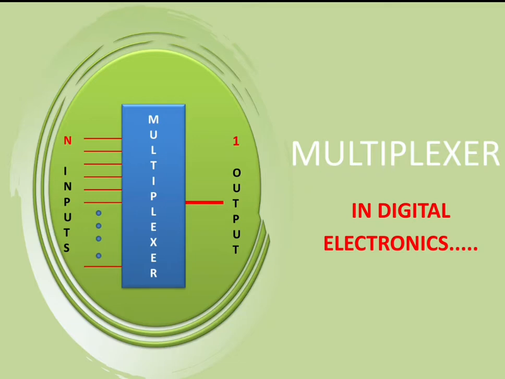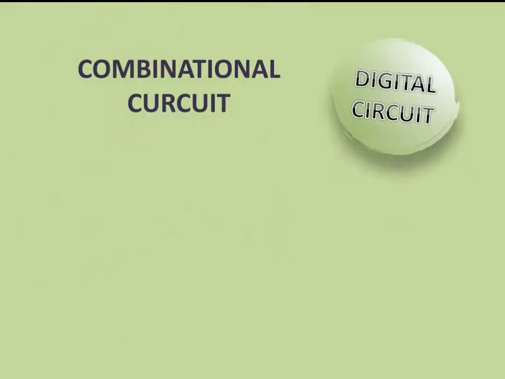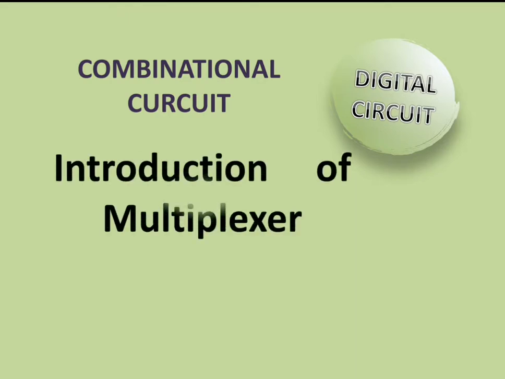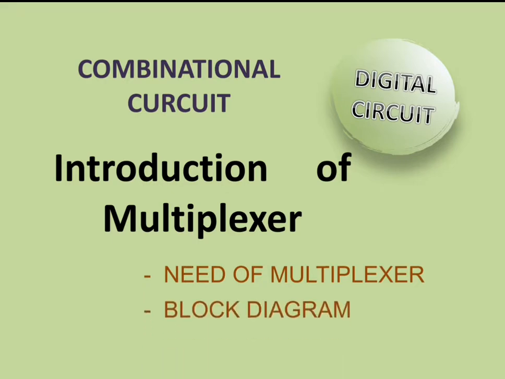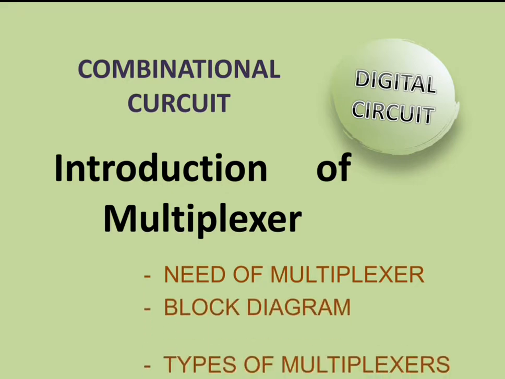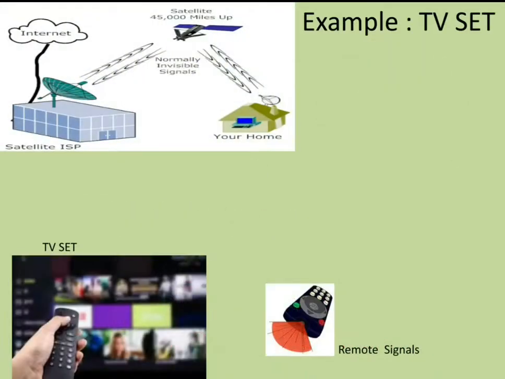And I want to tell you that a multiplexer basically accepts n inputs and produces only one output. Something is new for you all. And see, it is a combinational circuit, or we can say it is a digital circuit, in which I am going to introduce you to multiplexer with the help of combinational circuits. And in this video, I'm going to tell you the need of multiplexer, the block diagram of multiplexer, and the types of multiplexer.